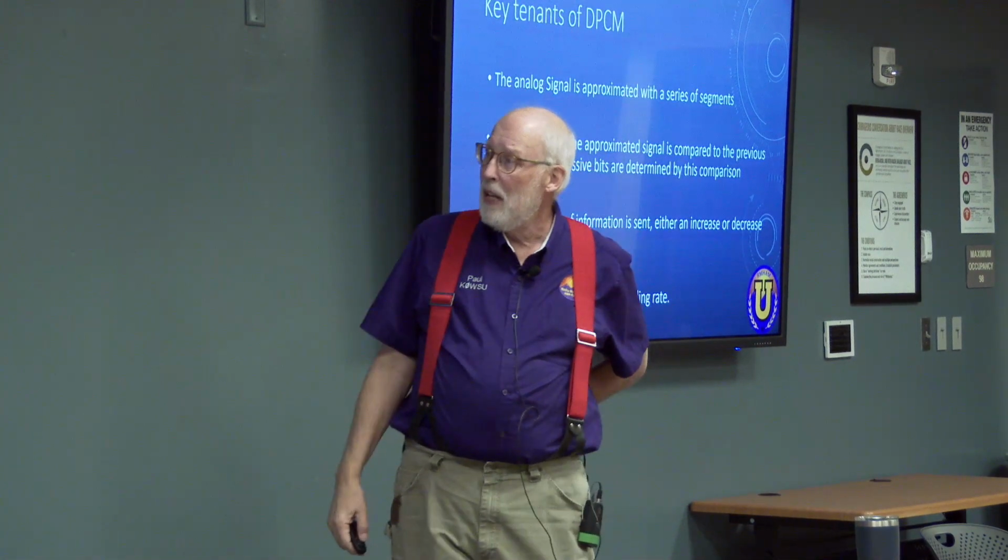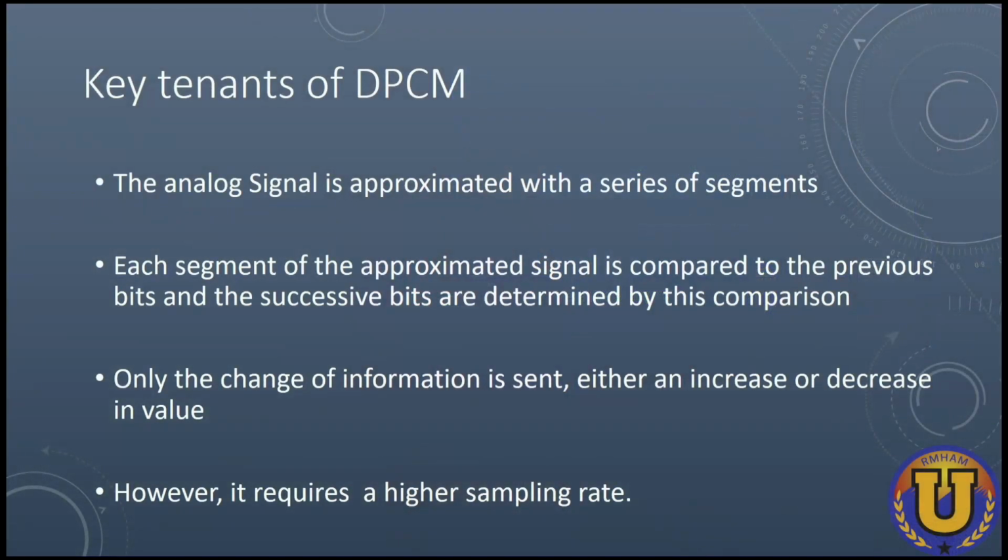So here's some of the elements. You approximate it in a series of segments. Each segment is compared to the previous bits to try and decide, well, where's that curve going? Is it going up or down? And there's some error or latency in that. But to really make it sound good, they found that they had to sample it more frequently. And at that time, they had the electronics to be able to up the sample rate significantly enough so that it was still intelligible.